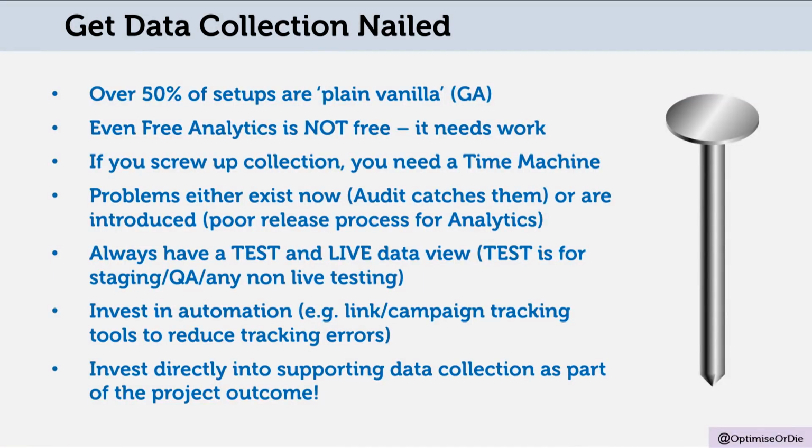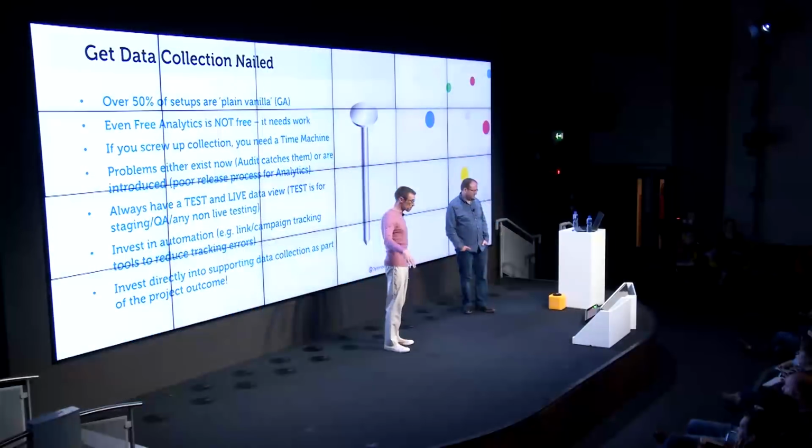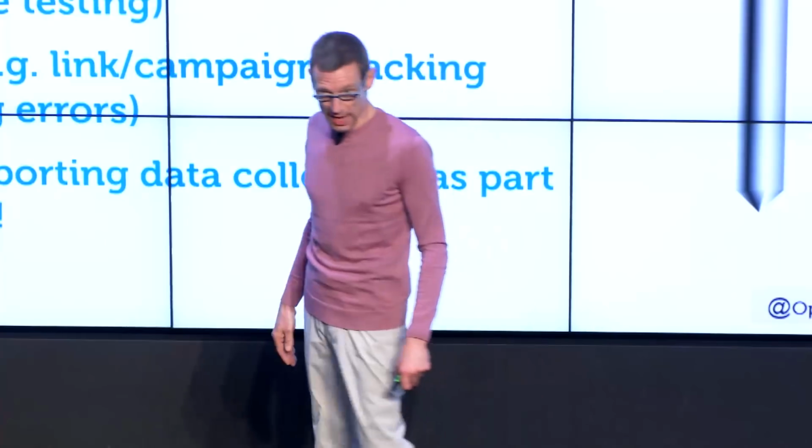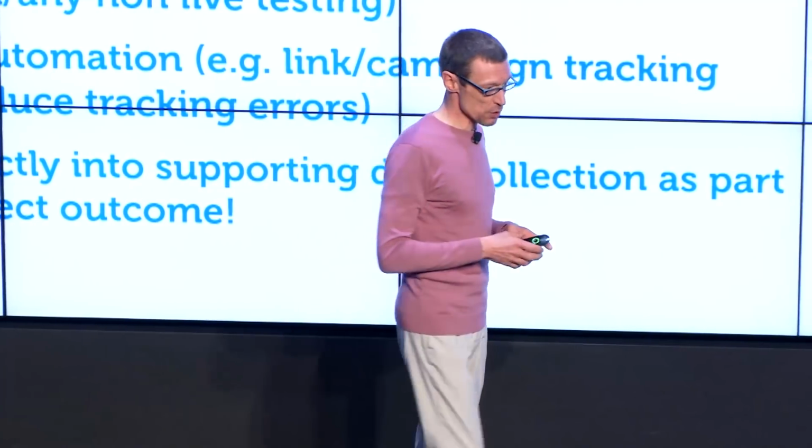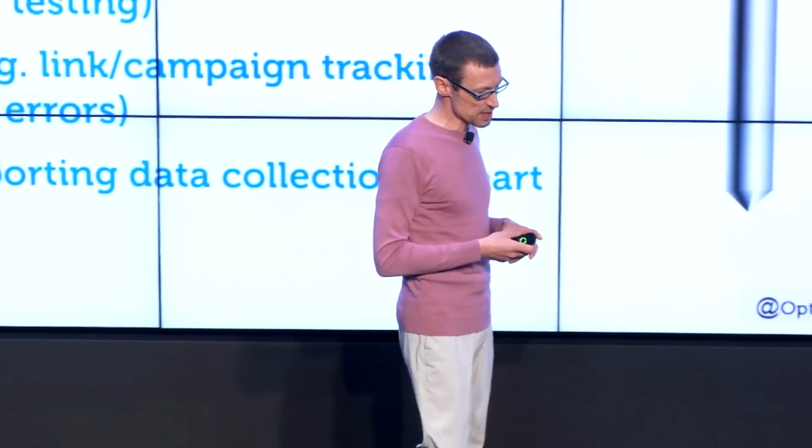So you need to get this stuff nailed. Over 50%, I was talking with Simo Ahava about this the other day, over 50% of the Google Analytics setups that are running out there are just the plain vanilla tag. No extra customization, no extension of it. It's just out of the box. And you could say that's a bad thing, but it's also an opportunity. It means half the Google Analytics world has got extra room for improvement. If you're in that club, this stuff will help you today.